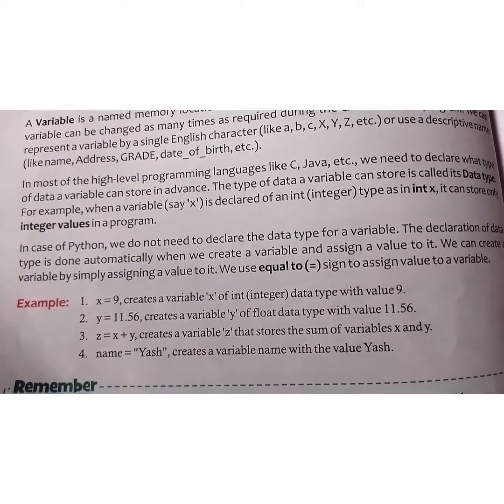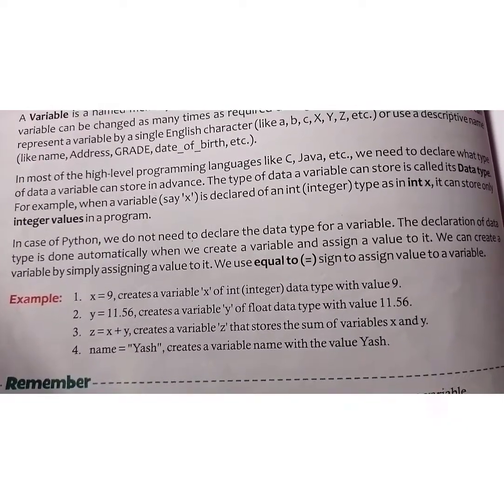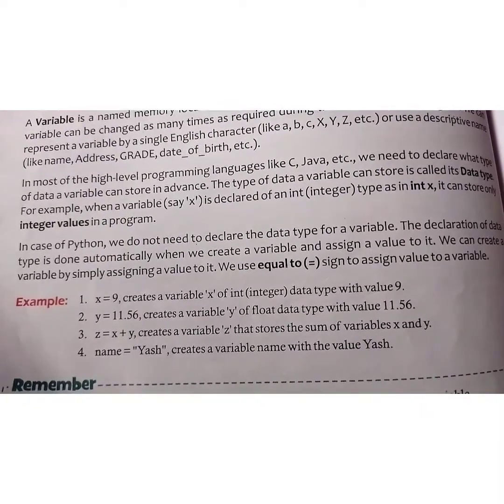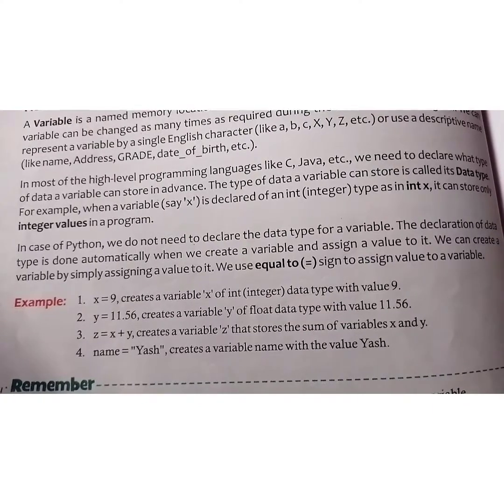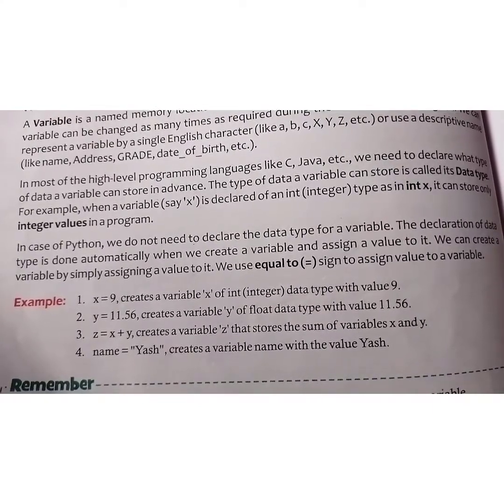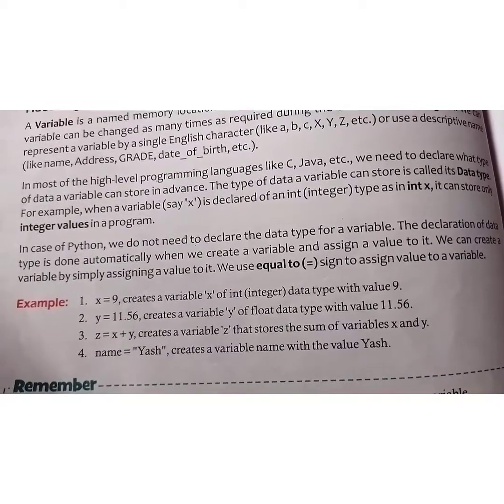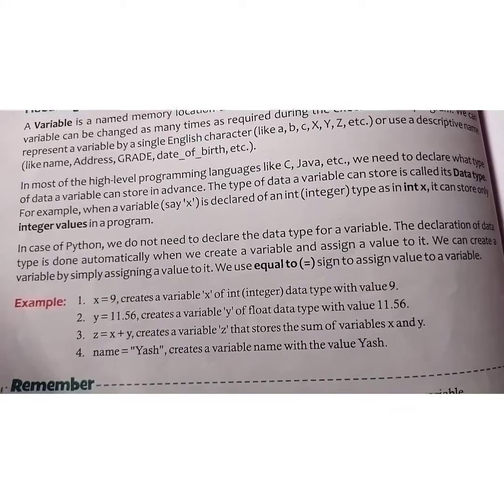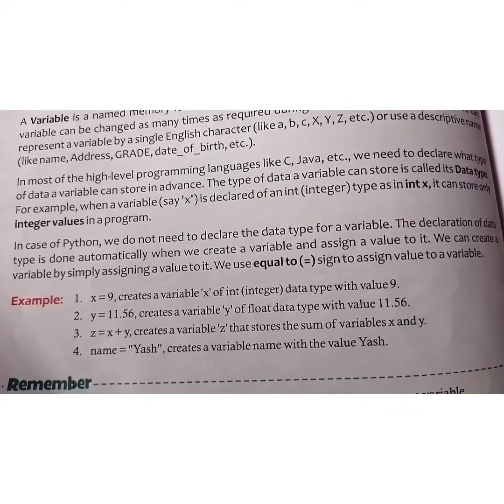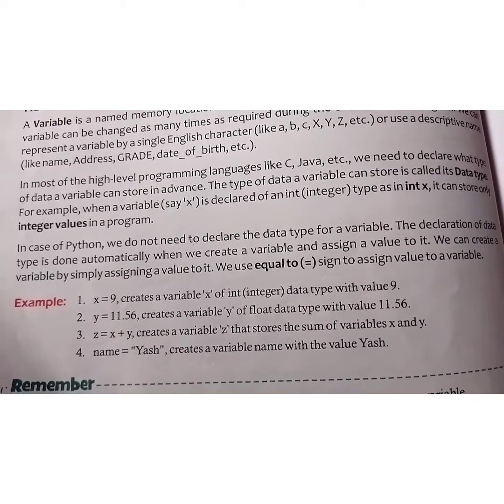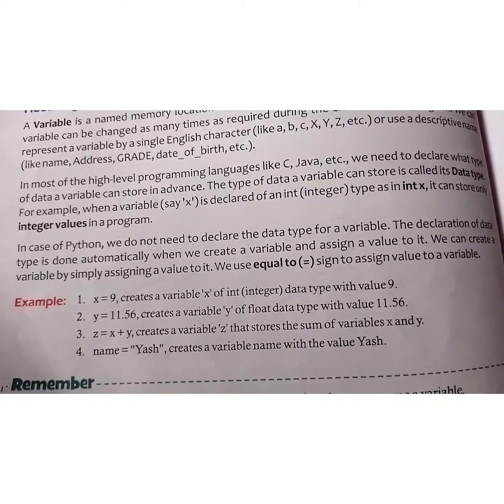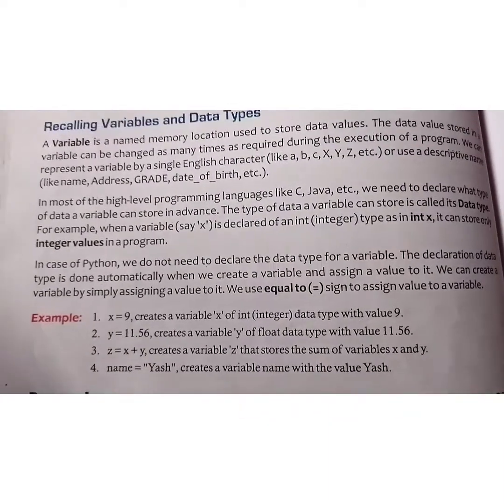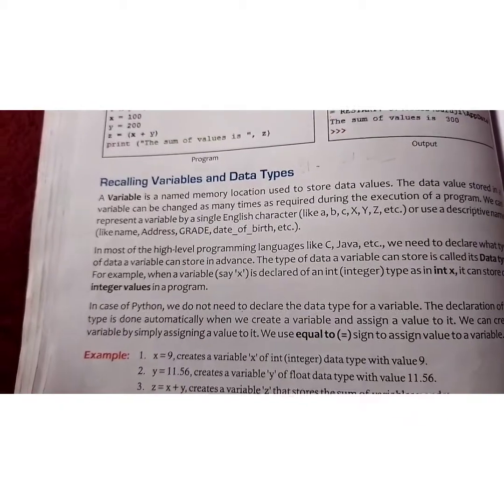For example, you can see x equal 9 creates a variable x of int integer data type with the value 9. Second is y equal 11.56, which creates a variable y of float data type with the value 11.56. Then third, z equal x plus y creates a variable z that stores the sum of variables x and y. Last is name equal yes, which creates a variable name with the value yes. Okay, so this is the recalling variables and data types topic of variables.